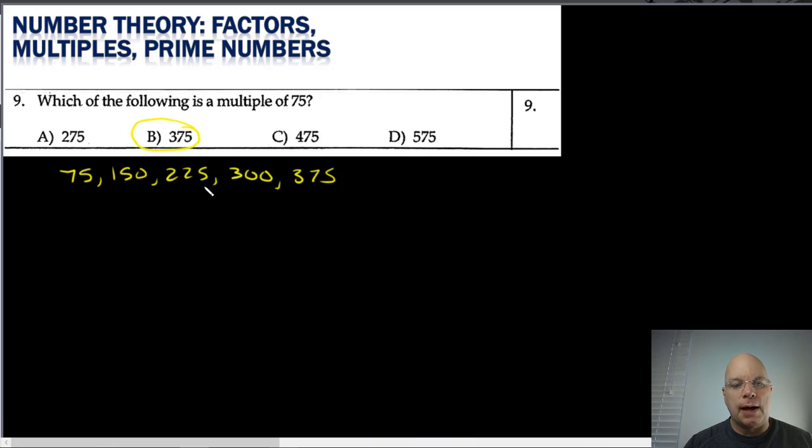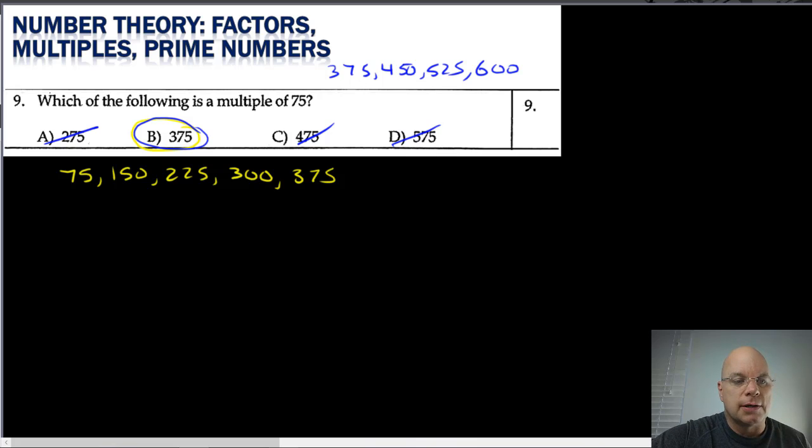I would keep going, however. We can see that 275 is not going to work, but just to be on the safe side, 375, 450, 525, okay, that's not one of them, 600. If it's that quick to do, I would take the bit of extra time to do the next few, just to make sure you don't get two that seem like they could be the answer, because if that happens, you know one of them can't be, and you made a mistake. But you really have to use your time wisely on a timed contest like this.